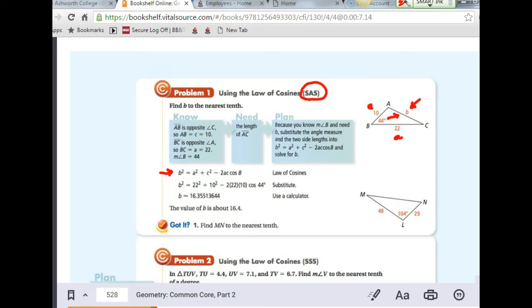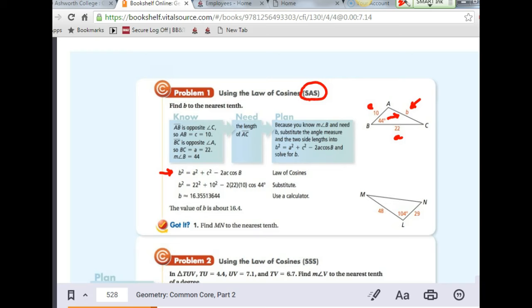And the reason we're picking that one, there's actually three, but the process is the same. Whether you're looking for an A or a B or a C, the process is still the same. The reason they put b squared here is because we're looking for a b. So b squared is going to be a squared plus c squared minus 2ac cosine of b, which is the angle between those two sides. The rest is simply just plug and chug.